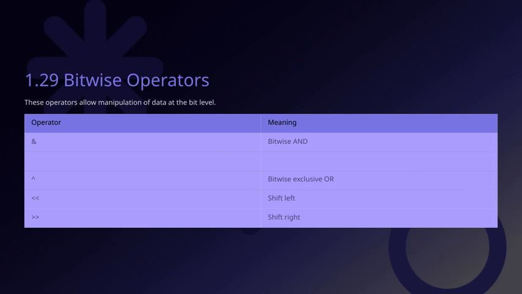Then we have the shift operators. The double less than symbol shifts bits to the left. This effectively multiplies the number by 2 for each shift position, which can be handy for quick calculations. Similarly, the double greater than symbol shifts bits to the right. This divides the number by 2 for each shift, discarding bits as needed. It's a fast way to perform division by powers of 2.